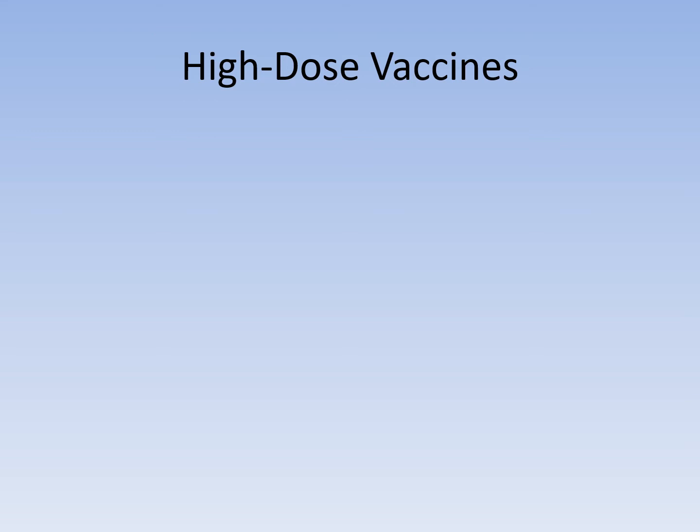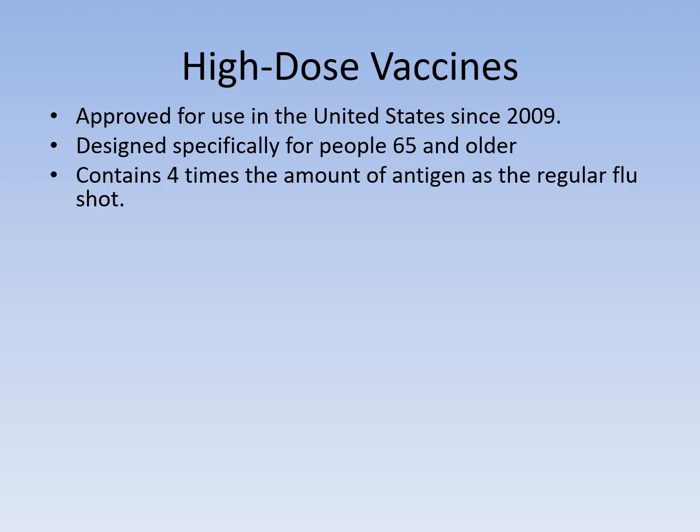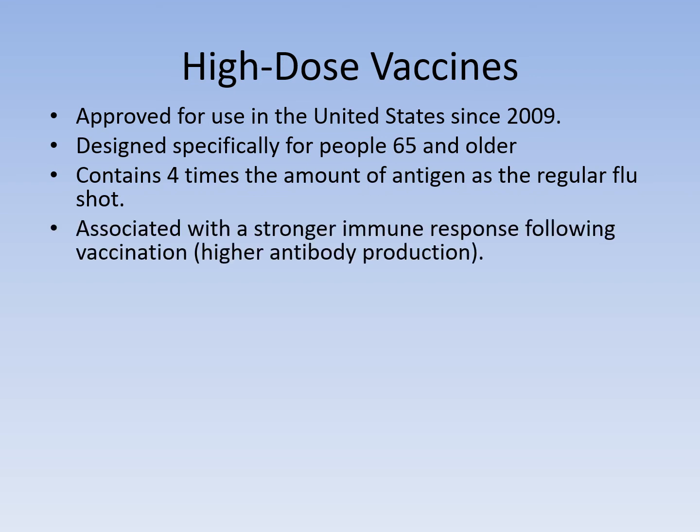In addition to trivalent and quadrivalent vaccines, we have what are called high-dose vaccines. These have been approved for use in the United States since 2009. They're designed specifically for people aged 65 and older, as well as people who are relatively immunosuppressed, and they contain 4 times the amount of antigen or protein as the regular flu shot. And this is associated with a stronger immune response following vaccination, allowing for higher antibody production.